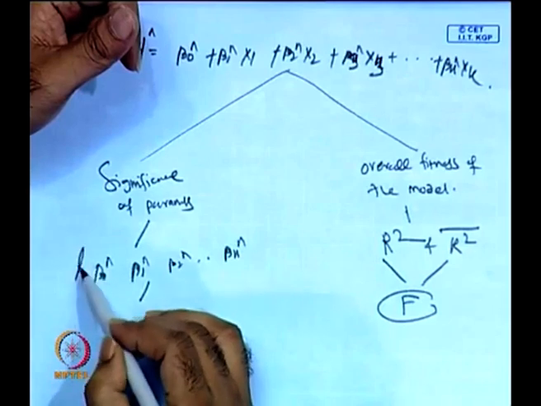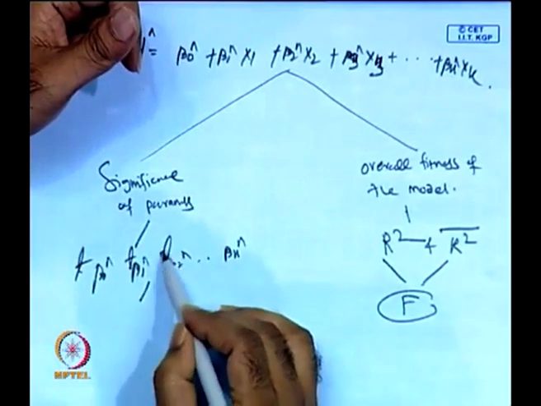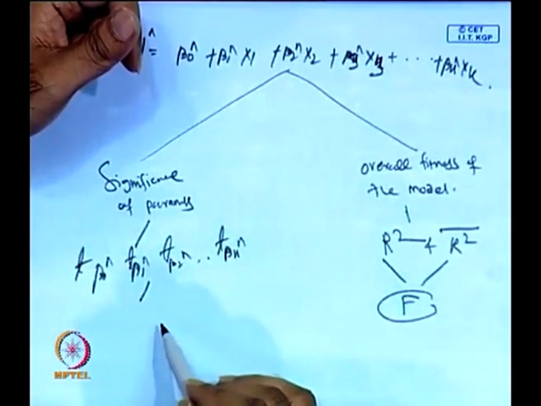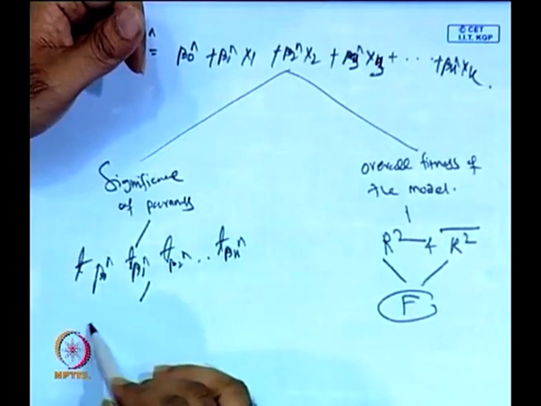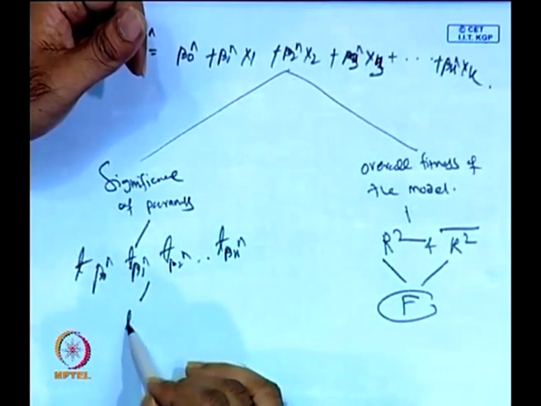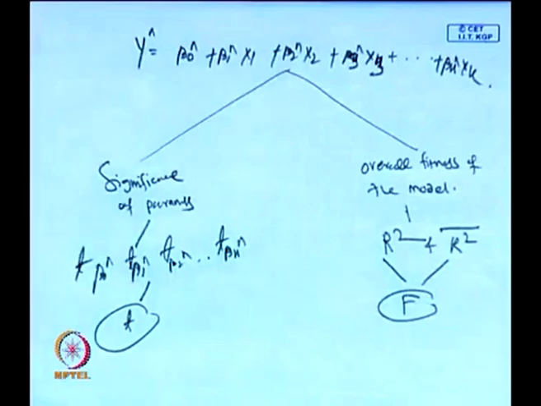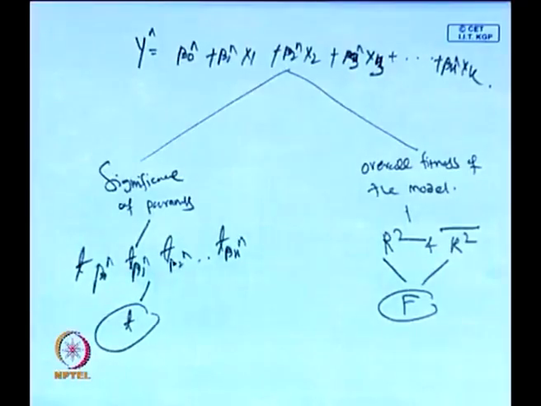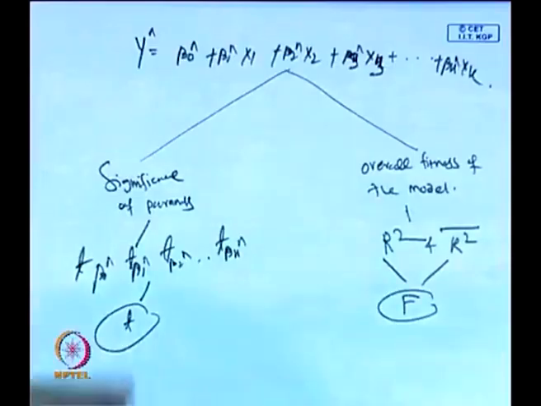Means we need to have t of beta 0 head, t of beta 1 head, t of beta 2 head, up to beta k head. So, this has to be statistically significant. That means it is through the t statistic that we have to follow up the significance of the parameters, and through the F statistic we have to signify the overall fitness of the models.